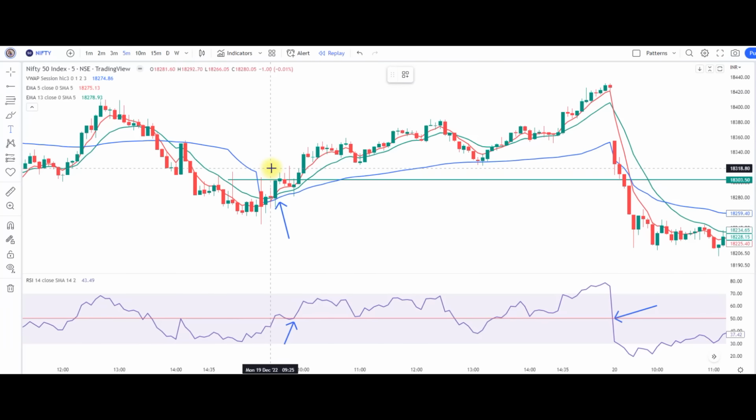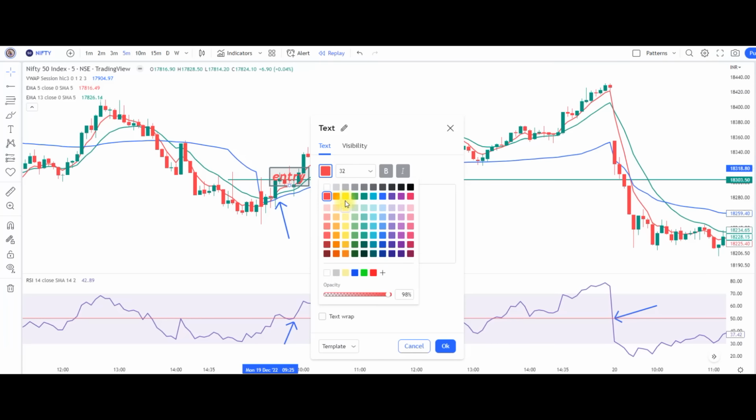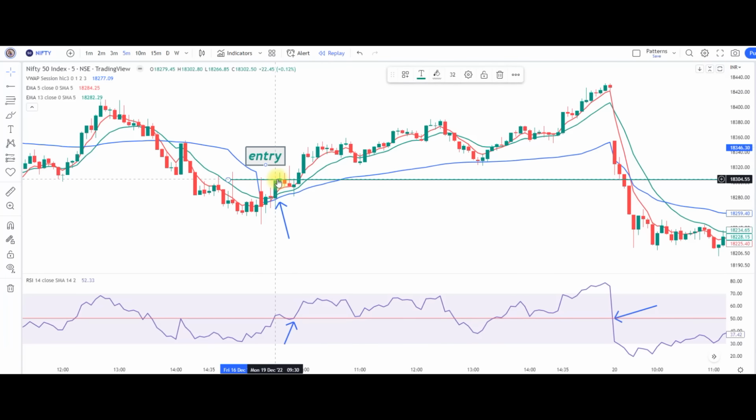So here is the entry. This is the entry candle and the stop loss is low of this green candle. One can enter into the long trade above this green candle. Stop loss is the low. So once you enter into the trade, you see the reward what you got here. You can always trail your profit along with the 5 EMA.